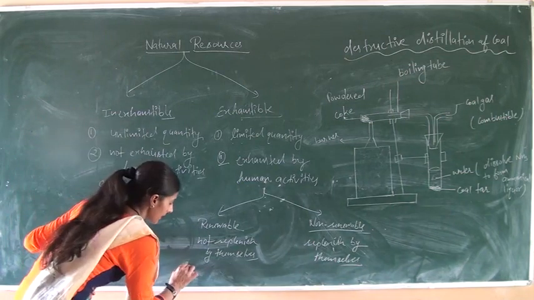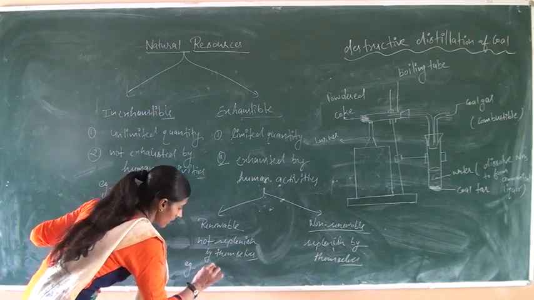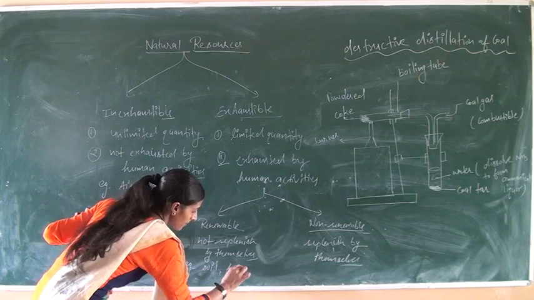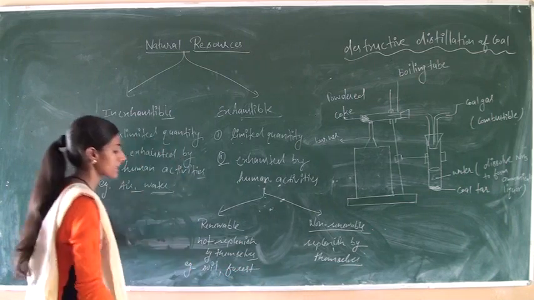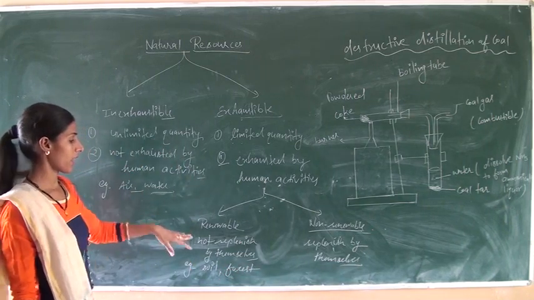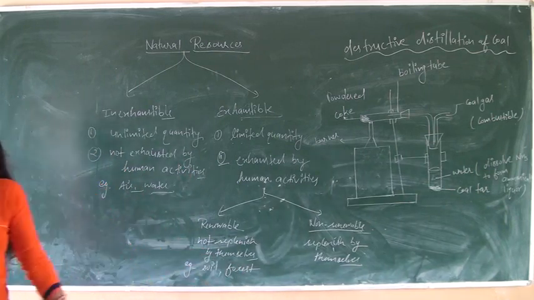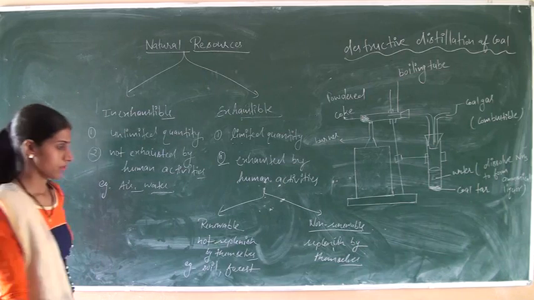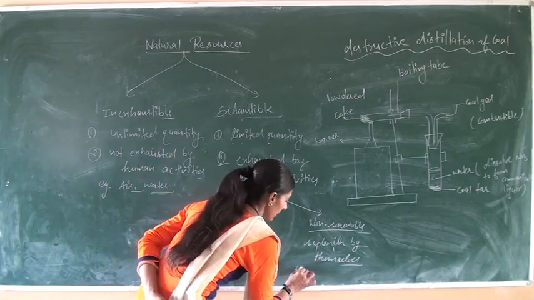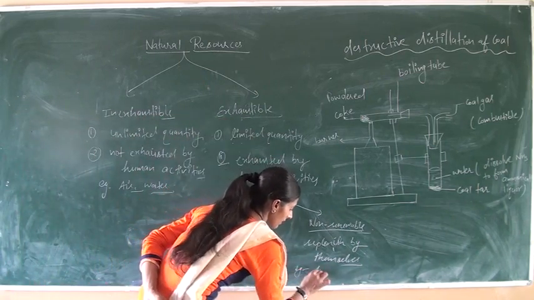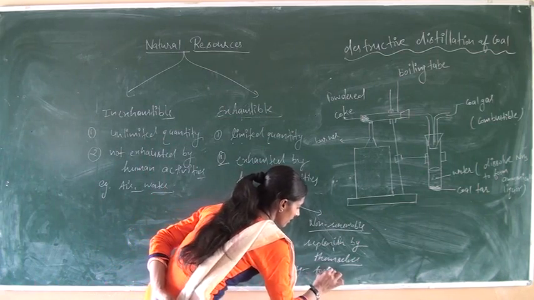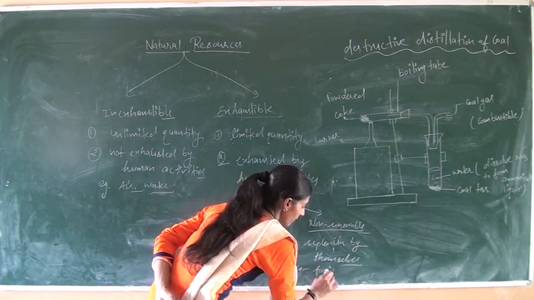For example, soil and forests, these are not replenished by themselves. And non-renewable examples are fossil fuels.